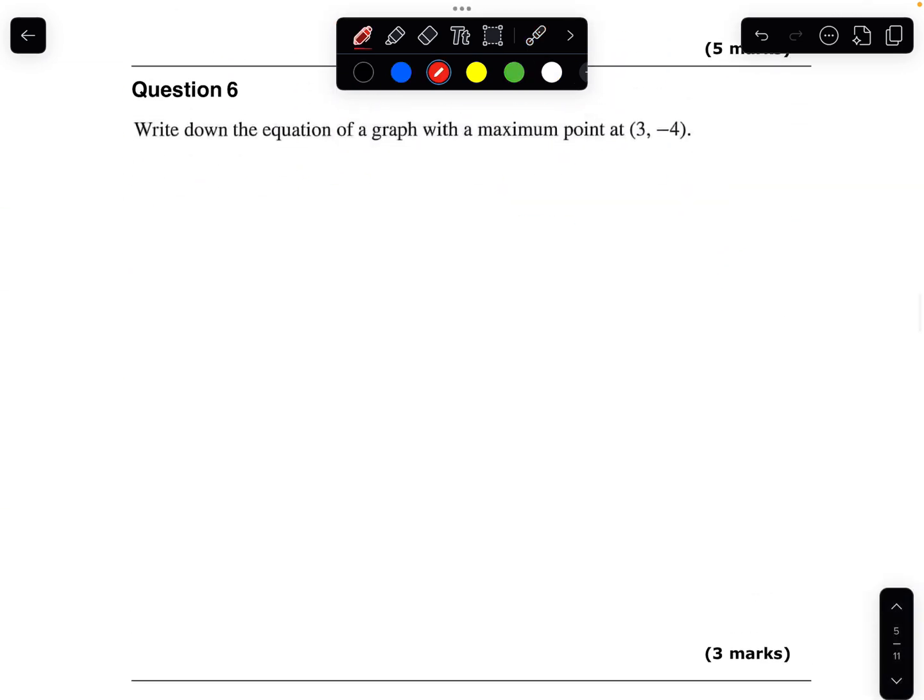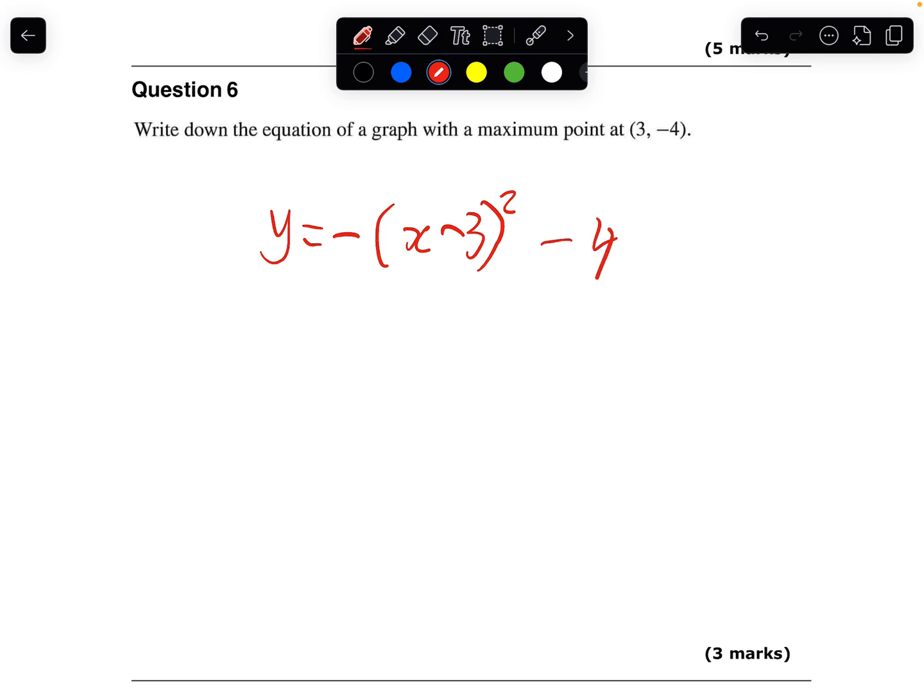Right, equation with a maximum point. Since it's a maximum point, it's going to have to look like that, meaning it needs to be minus x squared. So I'm just going to write minus. Now, if I want the turning point at 3, I need to do x minus 3 in my brackets, and then minus 4 outside the brackets. And that's it.